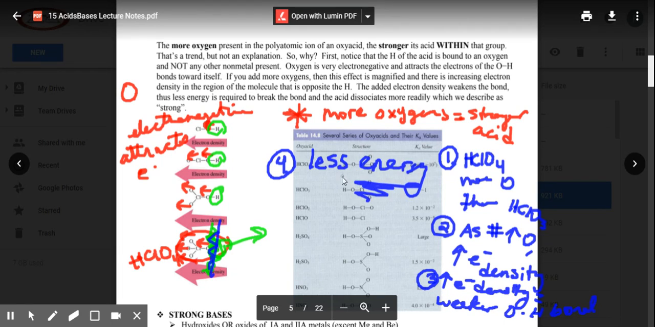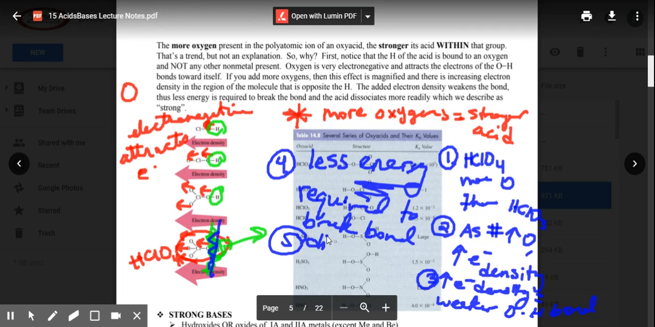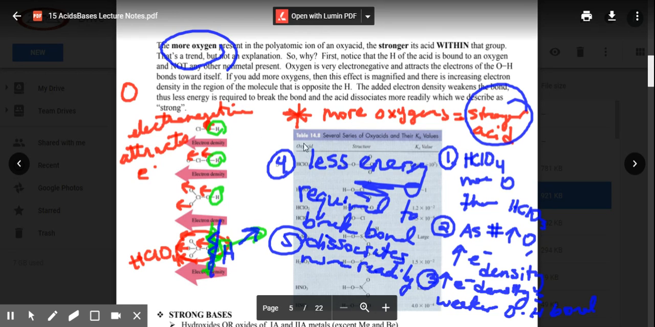You always want to talk about energy because that's what chemistry is. It's the study of matter and energy. So you want to talk about energy. So less energy is required to break the bond. And if less energy is required to break that bond, it dissociates more readily. And if your hydrogen right here is dissociating more readily, that is equal to your stronger acid. So this is kind of the bullet points you want to talk about when it's asking about oxyacids. The more oxygens you have, the stronger your acid. You have to justify why that's the case.